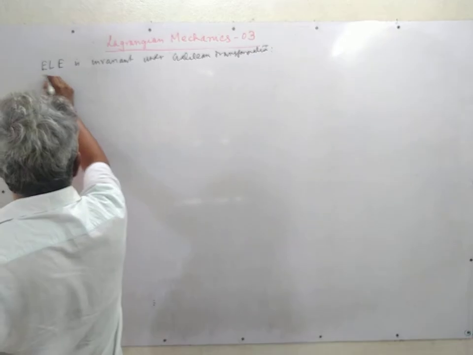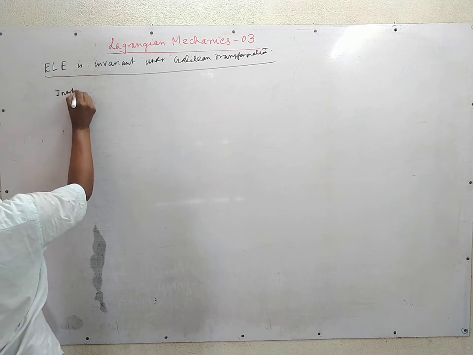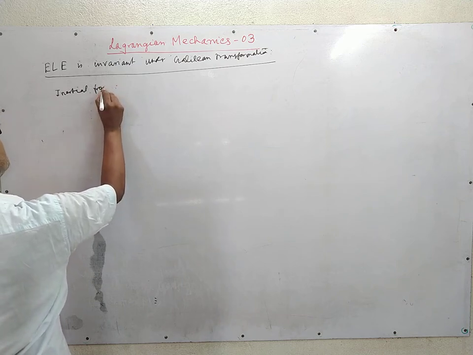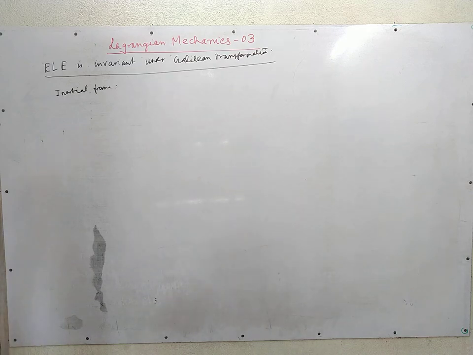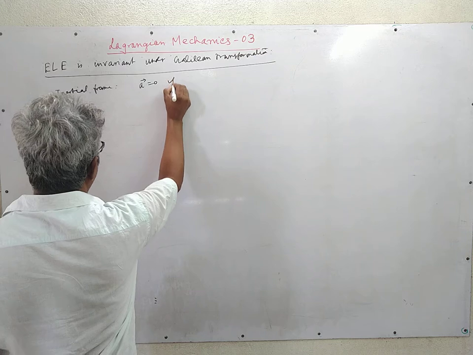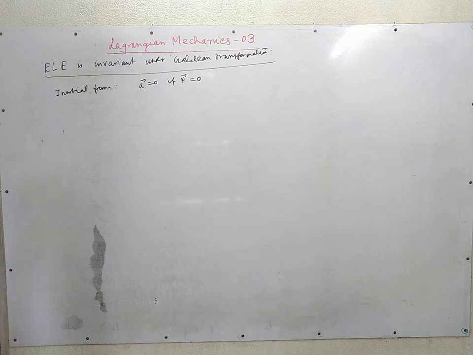What is an inertial frame? An inertial frame, as per Newton's first law of mechanics, is one in which a particle not acted upon by any force has no acceleration. That is, acceleration a is equal to 0 if F is equal to 0. The reference frame in which this property holds is called an inertial frame. An inertial frame is one which has no acceleration.